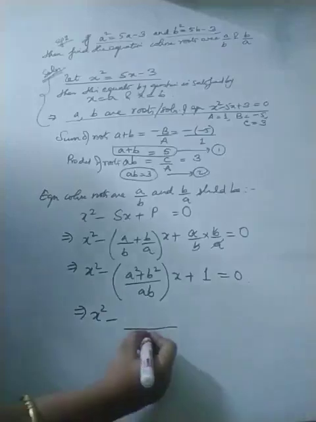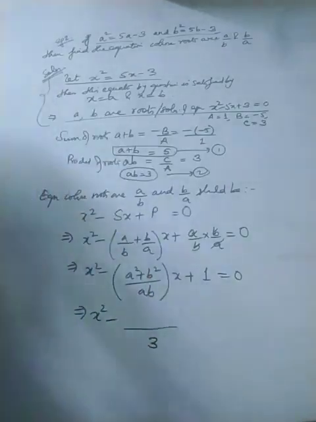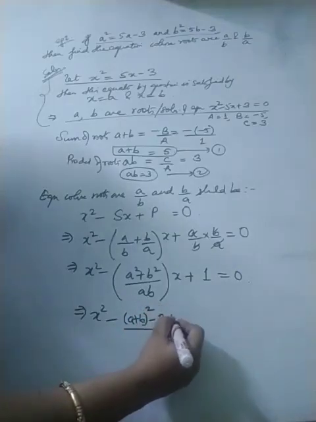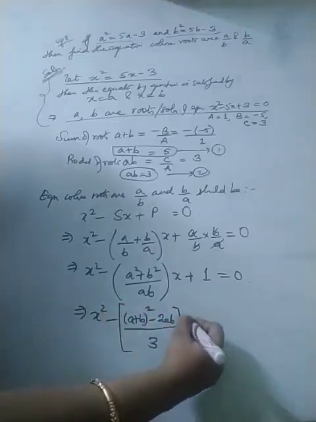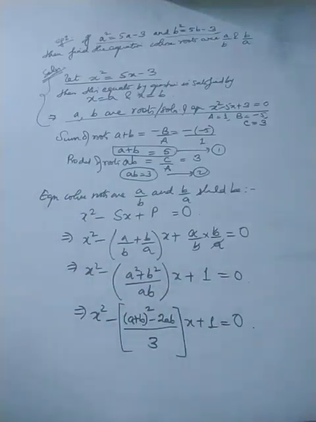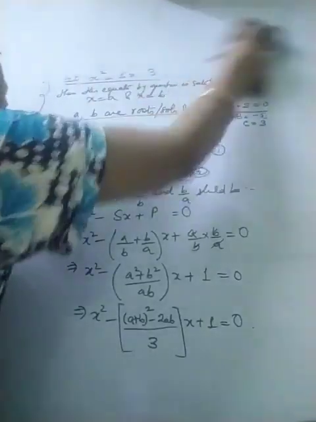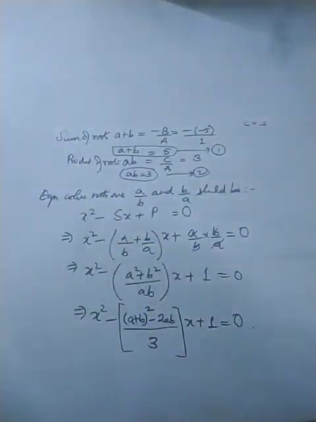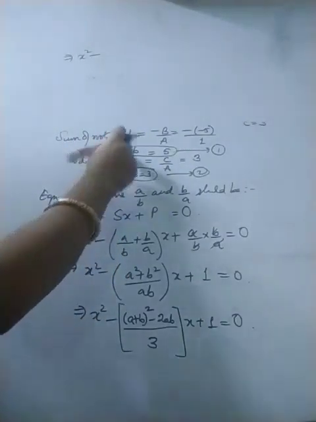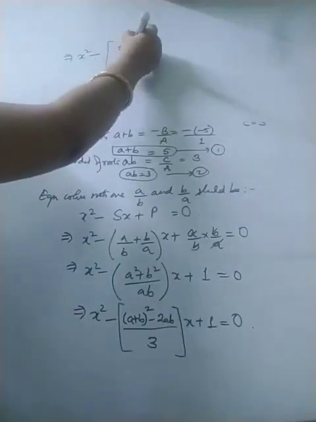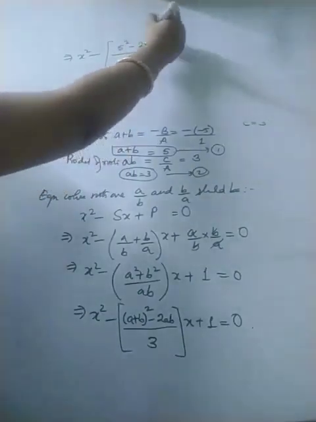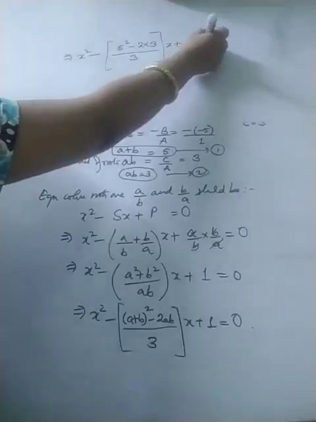The ab value is known, ab value is 3. And a square plus b square can be written in terms of a plus b whole square, that is, a plus b whole square minus 2ab. You can calculate it separately and substitute. I am writing it here itself because the expression is not very big, so it can be managed. So we have x square minus, a plus b value is 5, so I'll open the bracket, 5 square minus 2 into ab value, which is 3, divided by 3, x plus 1 is equal to 0.